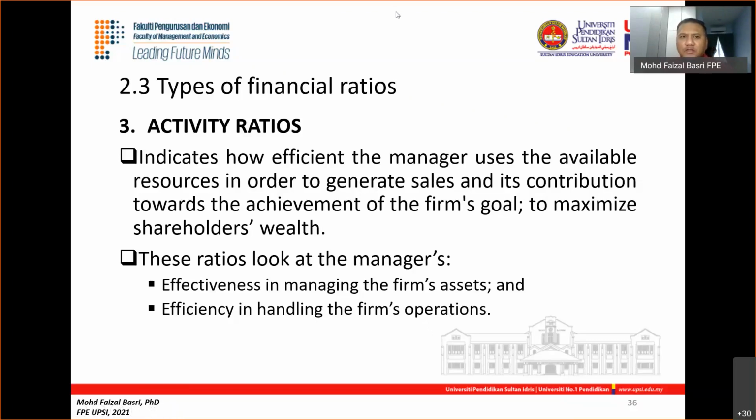So for today, we will continue with the third category, which is known as activity ratio, or sometimes it can also be called efficiency ratios. Here, for activity ratios, you want to see how effective and efficient the managers utilize all the relevant resources.